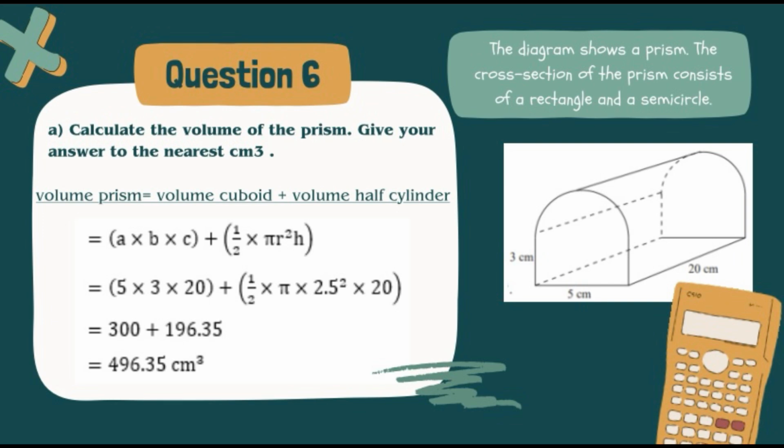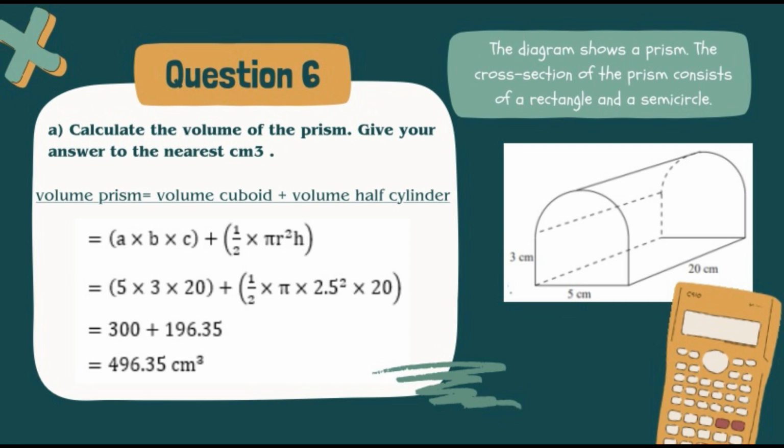The formula to find the volume of the cuboid is A times B times C. By substituting the values from the diagram, we get A equal to 5, B equal to 3 and C is equal to 20. So, the volume of the cuboid would be 5 times 3 times 20 and equal to 300. We then find the volume of the half cylinder.